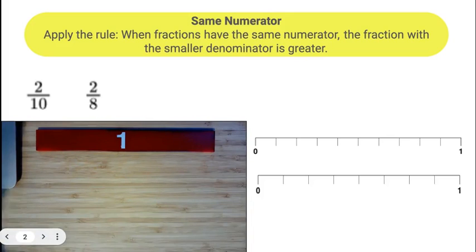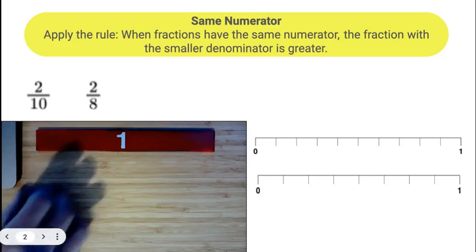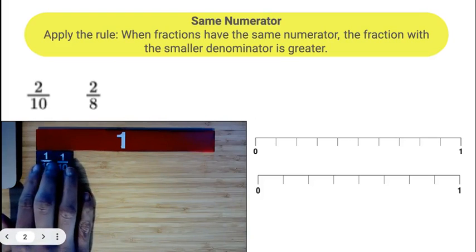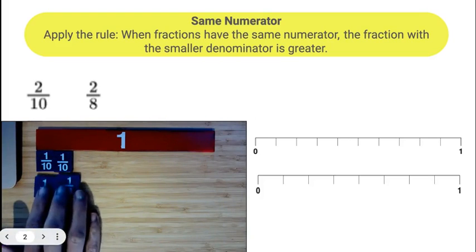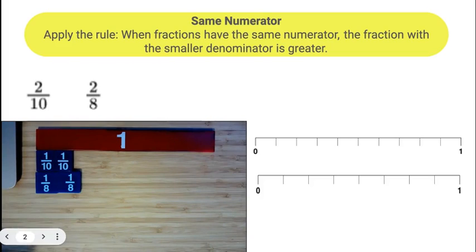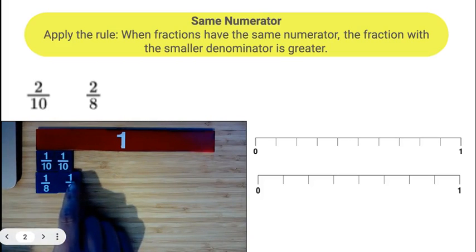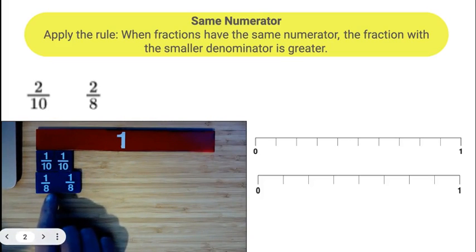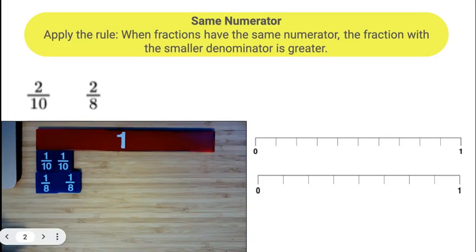This first example illustrates the rule that when fractions have the same numerator, the fraction with the smaller denominator is greater. In example 1, we are comparing 2/10 and 2/8. So here is 2/10 and here is 2/8. I can see that 2/8 has the smaller denominator and it is the bigger fraction.